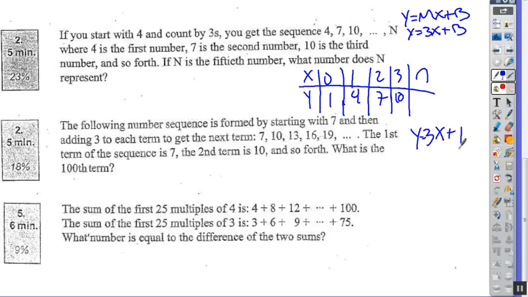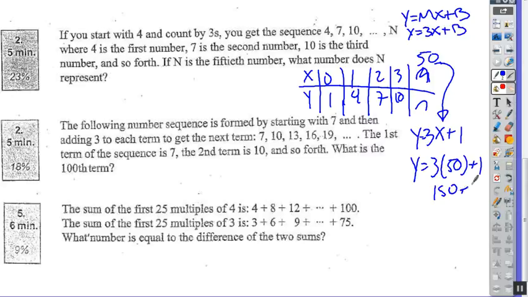So if n is the 50th number, that is the independent variable, so that is my x value. So y is equal to 3 times 50 plus 1. 3 times 50 is 150, plus 1, so y is equal to 151.